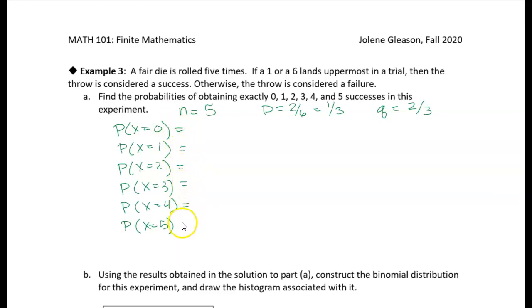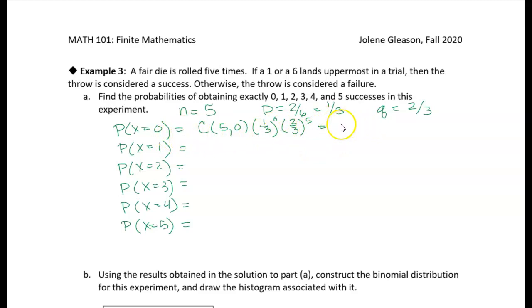We're going to take the combination of n things taken x at a time. We're just going to feed in the values n and x. X is 0 in this first case. Probability of success is 1/3. We want that to the 0 power because we don't want any successes here. And then 2/3 to the n minus x, which is going to be to the 5th power. And that's going to give us the probability of having no successes.